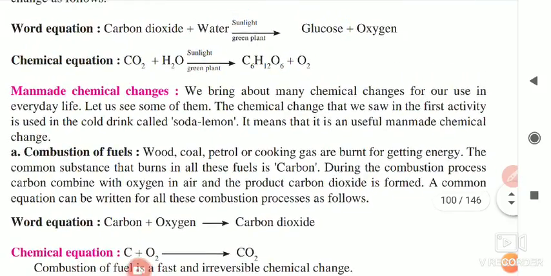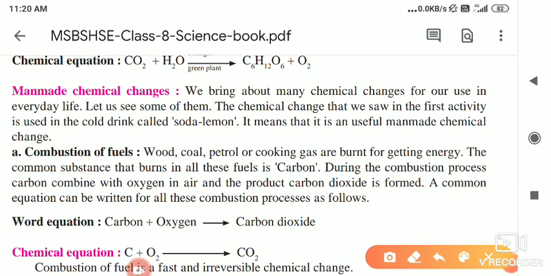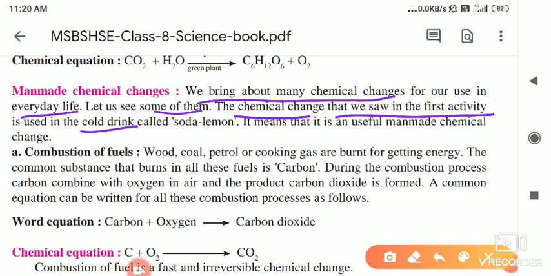Now we are here with man-made chemical changes. We bring about many chemical changes for our use in everyday life. Let us see some of them. The chemical change that we saw in the first activity is used in the cold drink called soda lemon. It means that it is a useful chemical change.